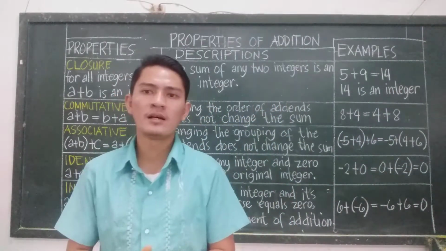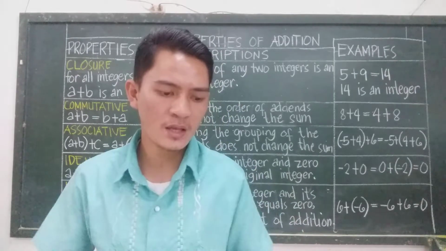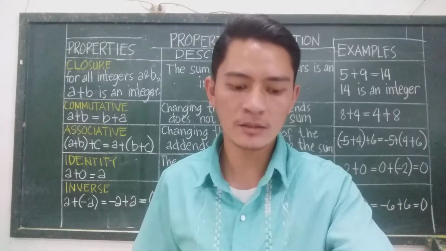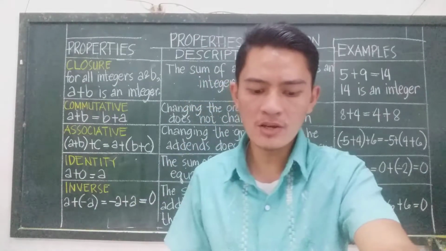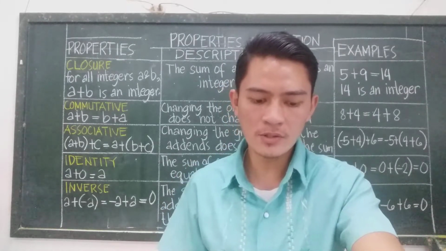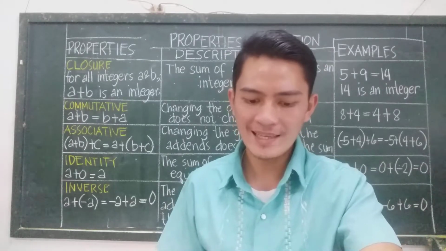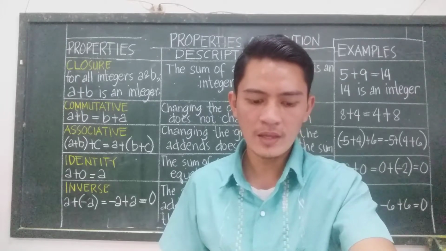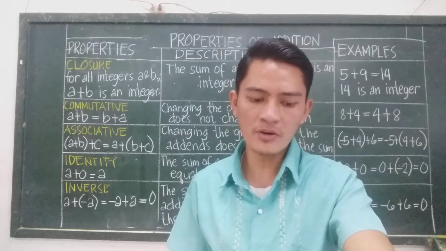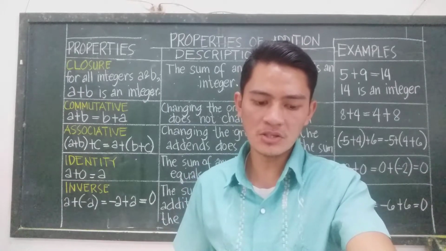But before that, let's first know the meaning of each property. Let's start with the closure property of addition. The closure property of addition applies to a set of numbers. A set of numbers is closed for addition if you add any pair of numbers from the set, including adding a number to itself, and the sum is also in the set. For example, if you add any two integers, the sum will be an integer. Therefore, the set of integers is closed for addition.